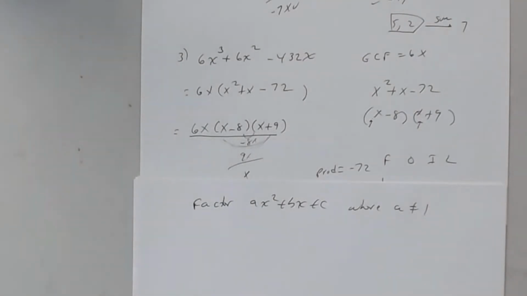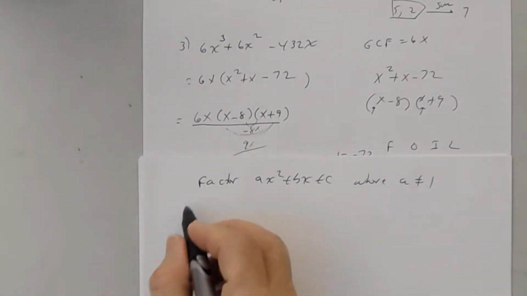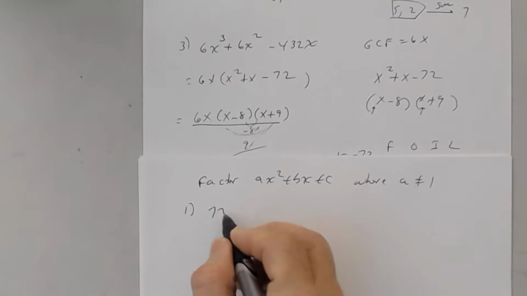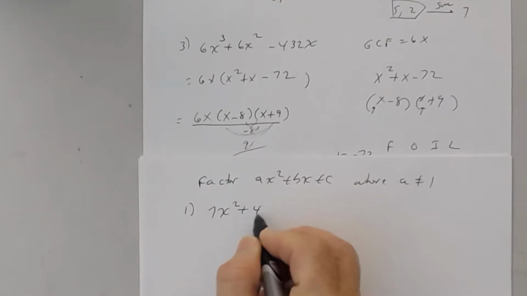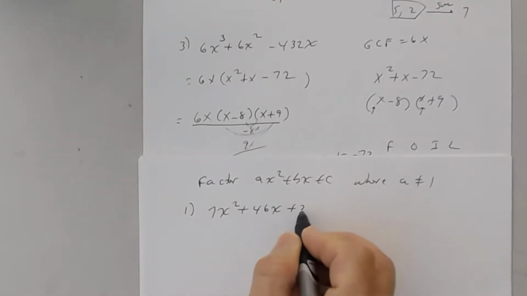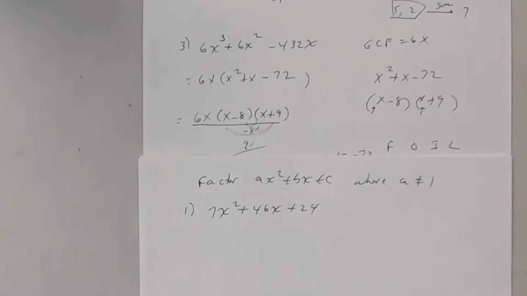All right, so let's look at the first one. I have 7x squared plus 46x plus 24.